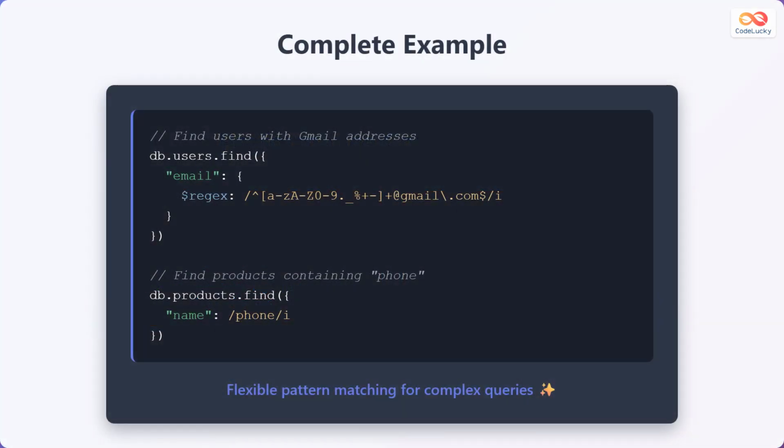Here are a couple of complete examples to illustrate how to use regular expressions in MongoDB queries. The first query finds users with Gmail addresses by using a regular expression that checks for the standard email format, ending with @gmail.com. The second query finds products containing the word phone in their name, using a simple case-insensitive search.